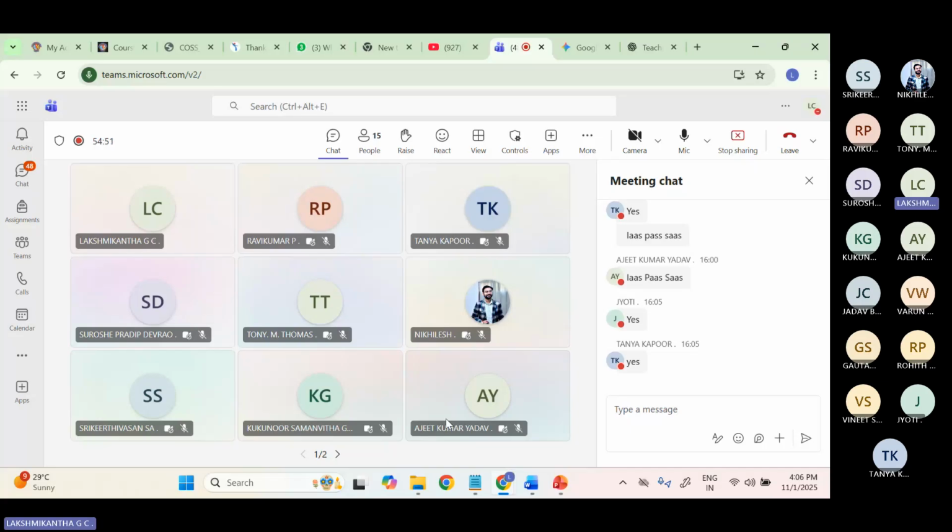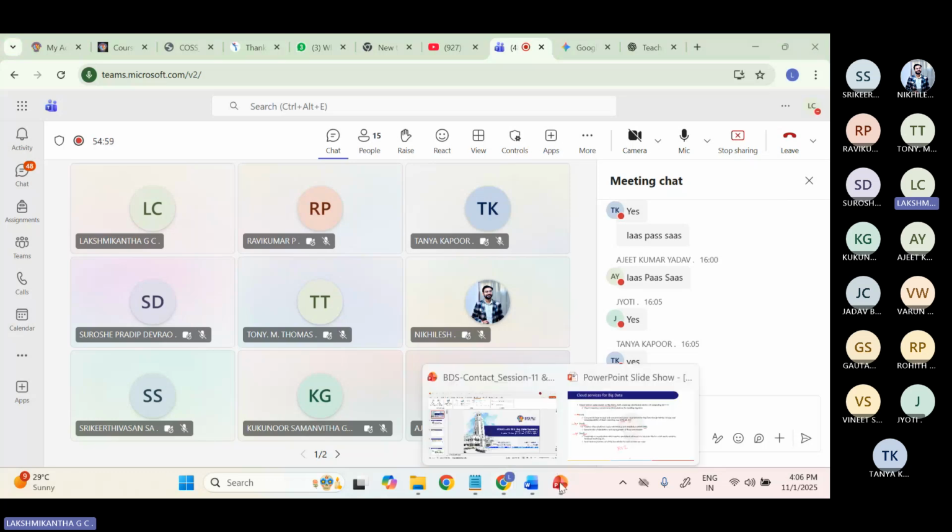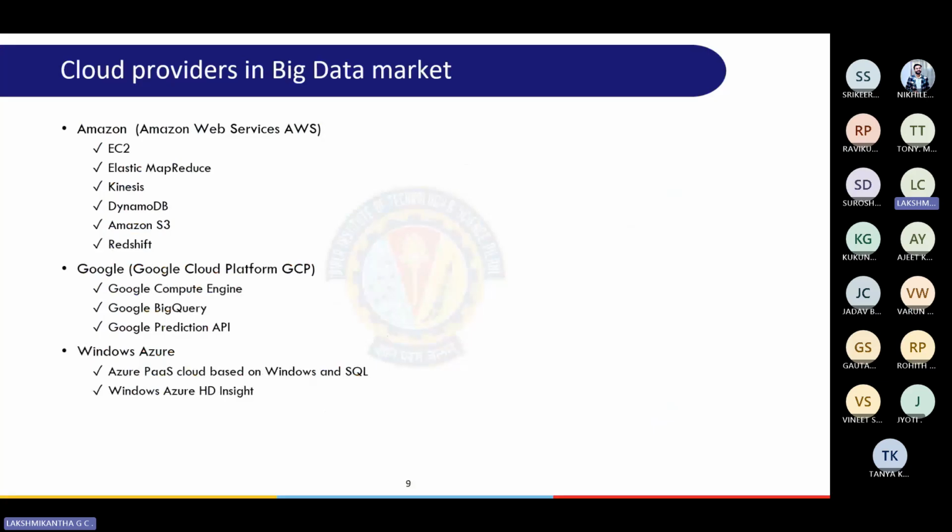Yes. So now that we know the models, let us look at the key players in the big data cloud space. So what are the key players, guys? Look here, I have mentioned cloud providers in the big data market. The big data cloud market is primarily dominated by 3 major players. But there are many smaller ones as well, guys. But I'm taking the major 3, that's it.